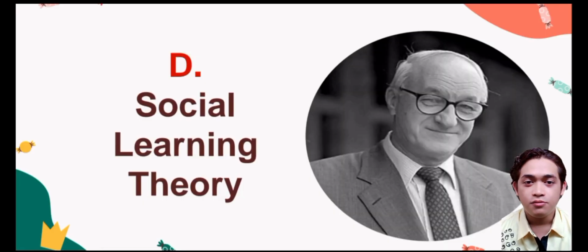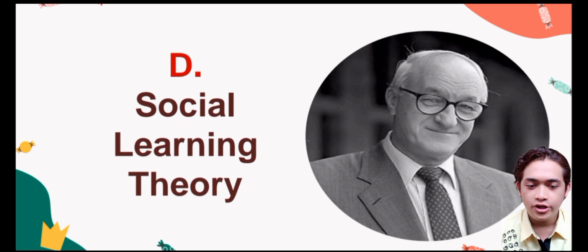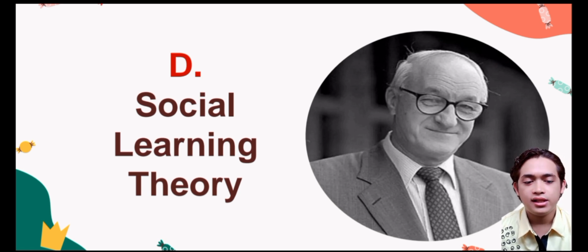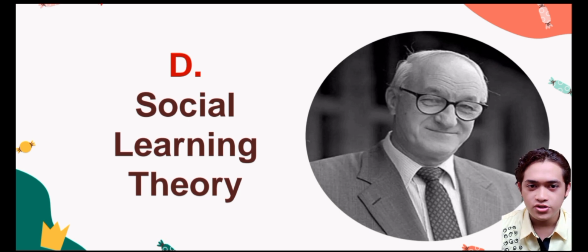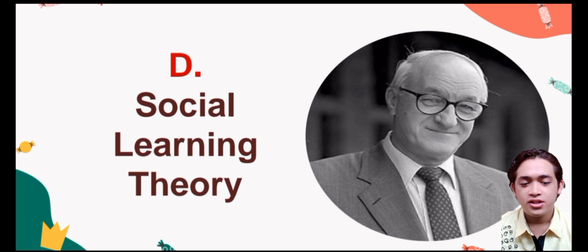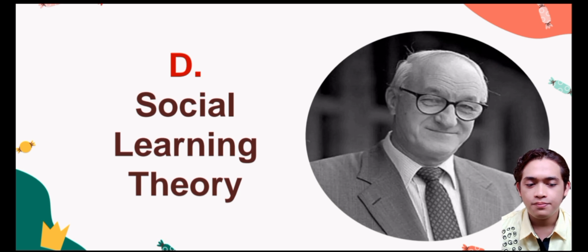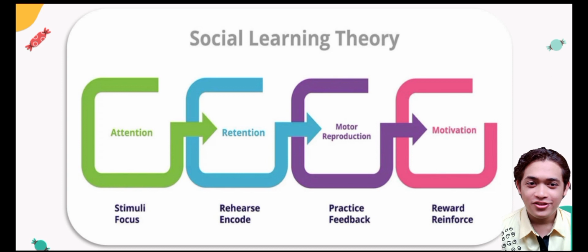Now let us move on to the last theory, the social learning theory of Albert Bandura. In this theory, he believes that learning takes place through observation and modeling. As a child observes the actions of other people in his or her environment, new information is acquired and new skills are developed. Now, that is the theory of Albert Bandura. For us to understand it more, in social learning theory, there is a process of observational learning.